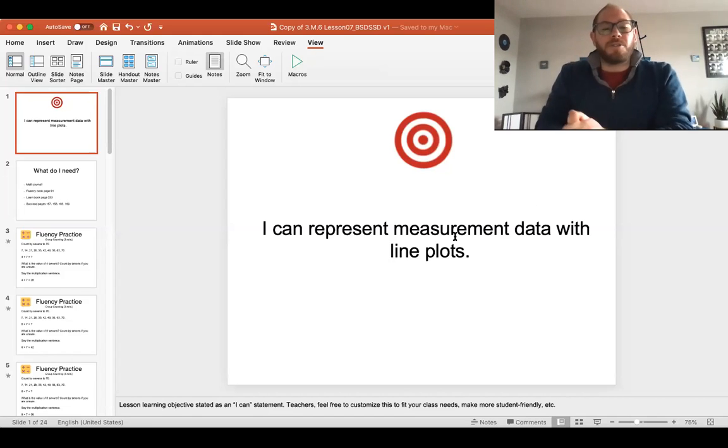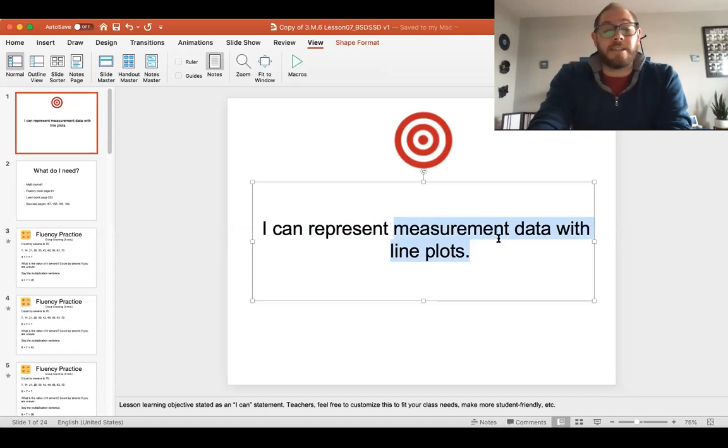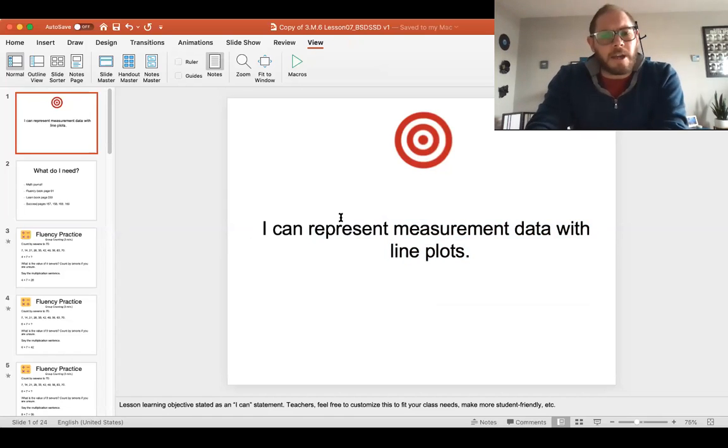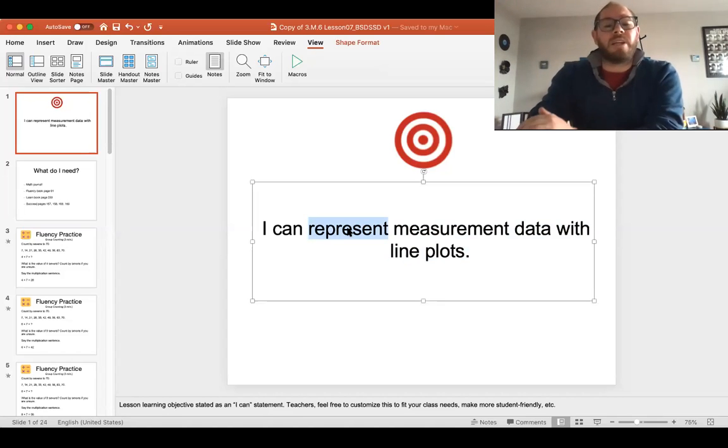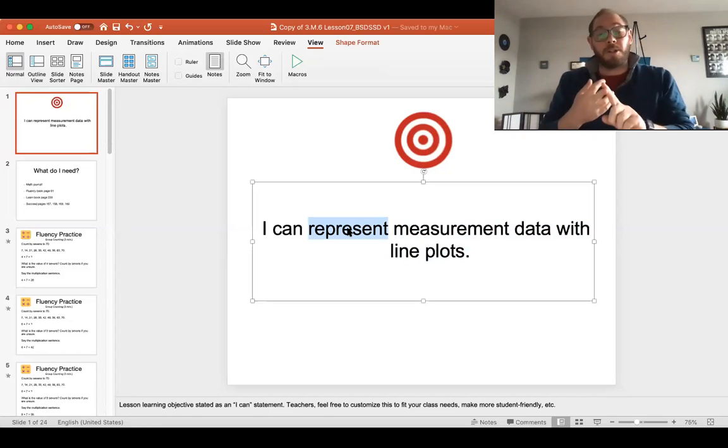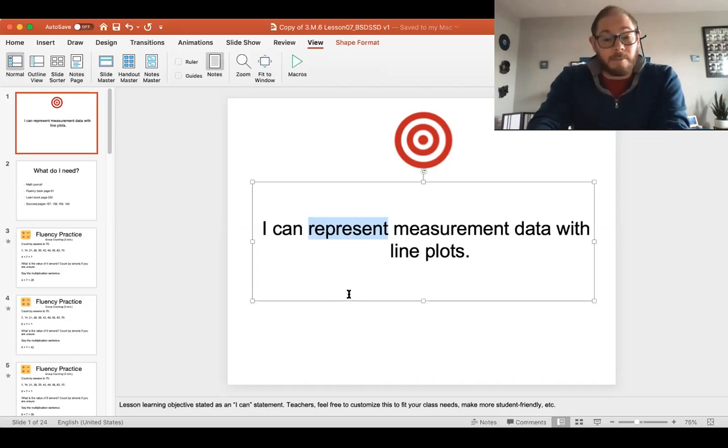All right, so today we are doing lesson 7 and our learning objective today says, I can represent measurement data with line plots. So let's first look at what that means. What does represent mean? Represent is when we show something. So we're going to be using our RDW strategies, read, draw, write strategies to show some data. And we're going to be showing measurement data.